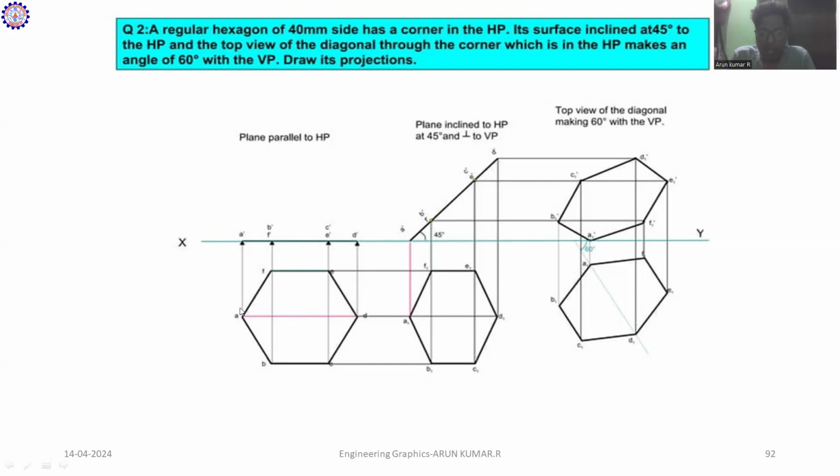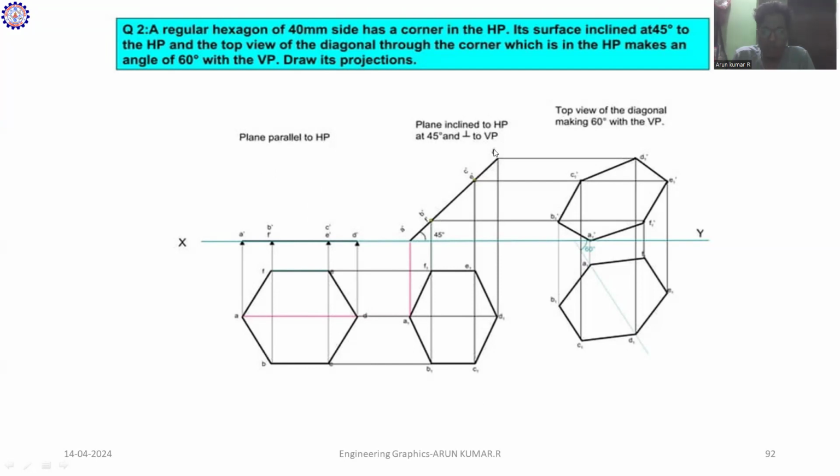While constructing the hexagon, you have to project all the points towards the XY line. A is projected as A dash, B and F are projected as B dash and F dash, C and E as C dash and E dash, and D as D dash. First I consider the top view, with the condition of the corner on HP. After constructing this hexagon, we move to the front view. Once the front view is complete, we have to measure the line length of A dash and B dash. This is the second step for this type.